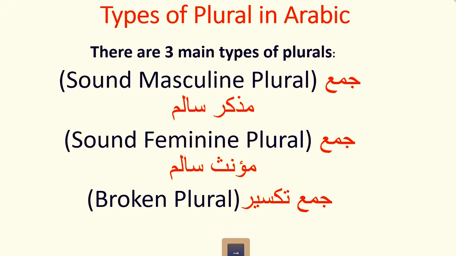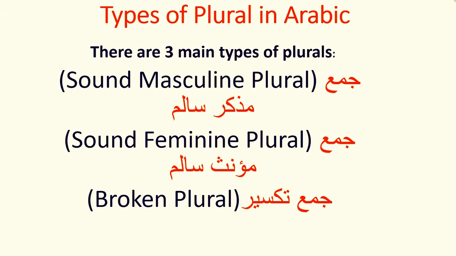So we have three main types of plural. First one, sound masculine plural, meaning jama muzakkar salim. Second, we have sound feminine plural, jama muannas salim. And third one, we have broken plural, like jama taksir.